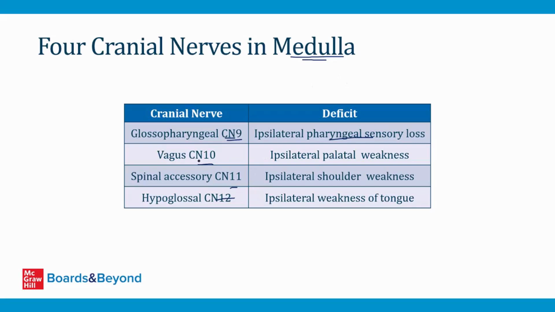Same for a lesion of cranial nerve 10, that will create ipsilateral palatal weakness. Same for cranial nerve 11, that will cause ipsilateral shoulder weakness. And finally, if you have a lesion of cranial nerve 12, you get weakness of the tongue. So any of these deficits, which indicate a lesion of any of these cranial nerves, according to the rule of fours, localizes the lesion to the level of the medulla in the brainstem.